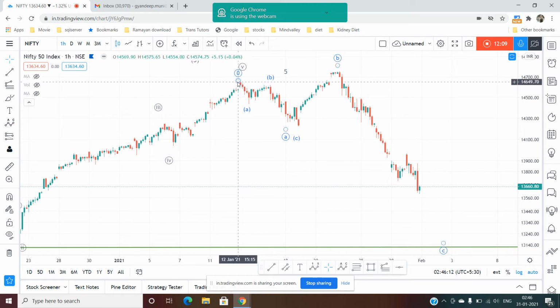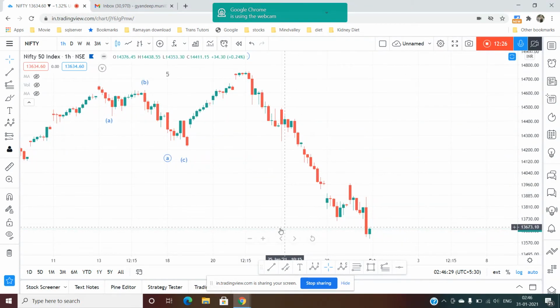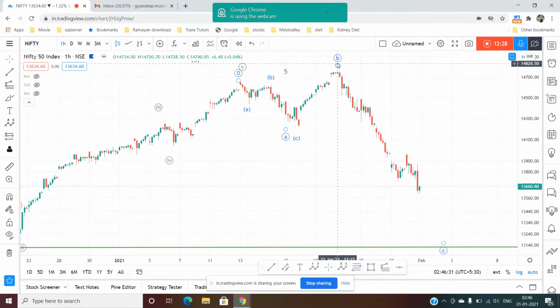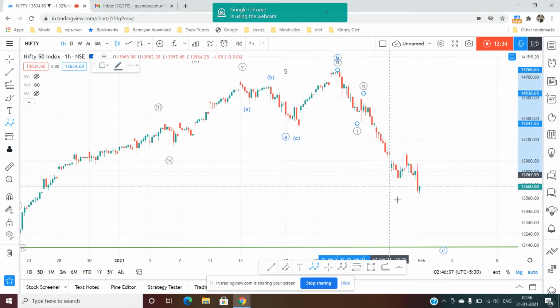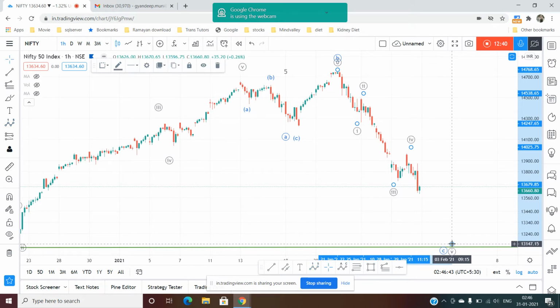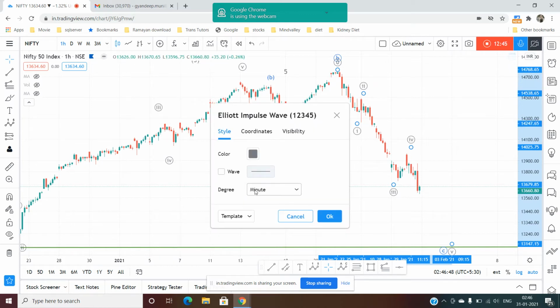Whenever the correction moves away from the origin point, it can be said to be an irregular flat wave. So A, B, and this can be C. This C wave is always divided into five waves. Always it is divided into five waves. So how can we calculate here? We can divide by 1, 2, 3, 4, and this can be the fifth wave. This can be minute waves.